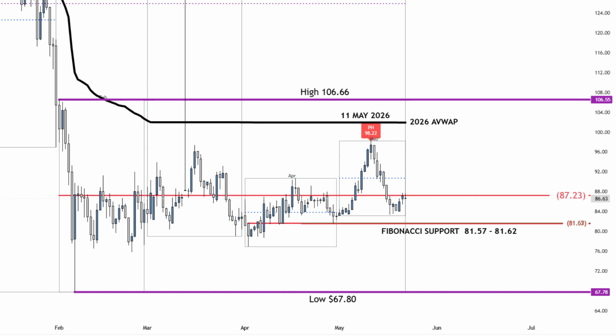Solana may appear quiet on the surface, but underneath that compression, the market structure is showing signs of recovery, and the next several weeks could become very important for Solana's larger directional move.